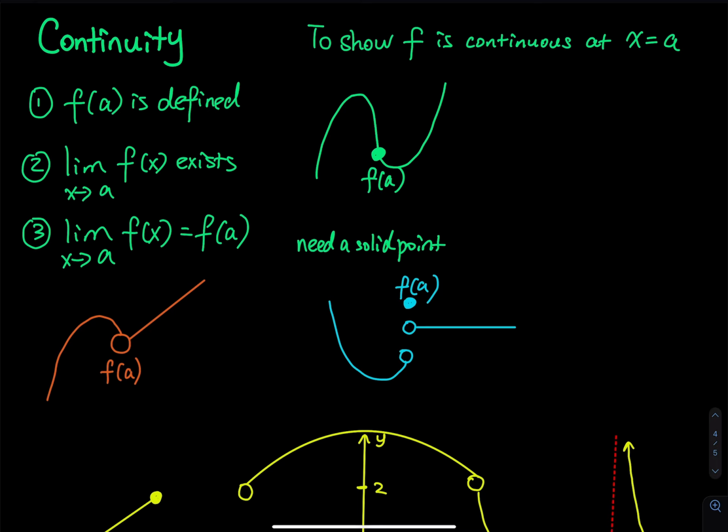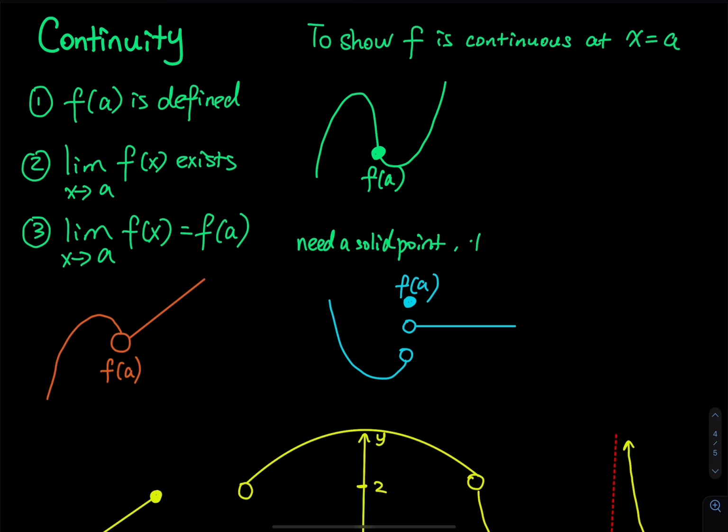The easiest way to describe this is like trains and tracks, right? So we start with a solid point, and then we have tracks from the left and tracks from the right that join at that point. Let's put this down. Tracks from the left and right meet at that point.